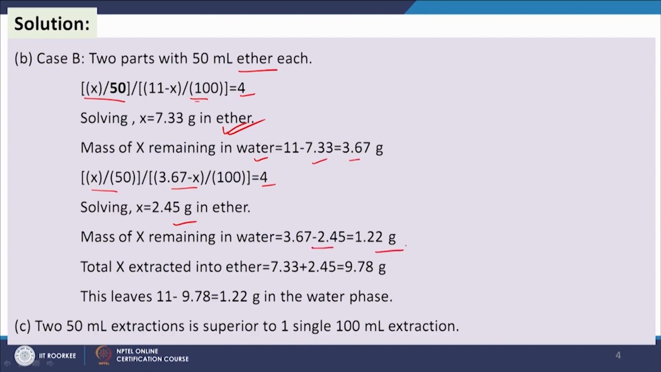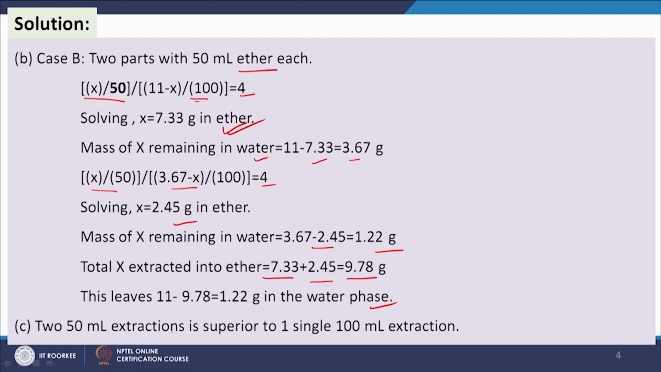So, the total x extracted in this case, in 2 separation steps using 50 ml ether in each step, is 7.33 in the first step plus 2.45 in the second step. So, it is 9.78 gram. Total 9.78 gram is separated into the organic phase, so it leaves 1.22 gram in the water phase. So, that second part is also done. Now, the third part.